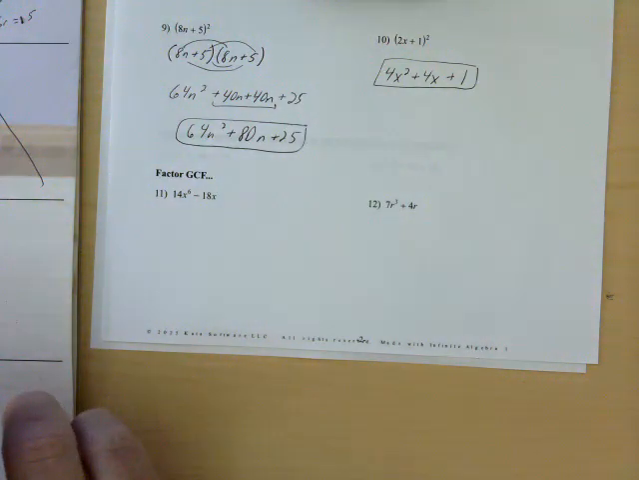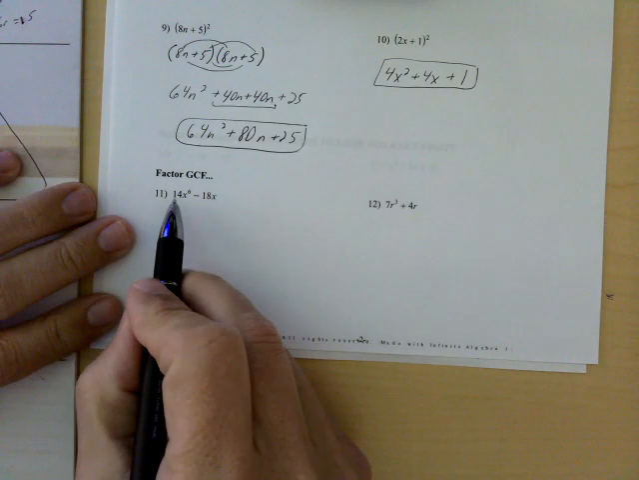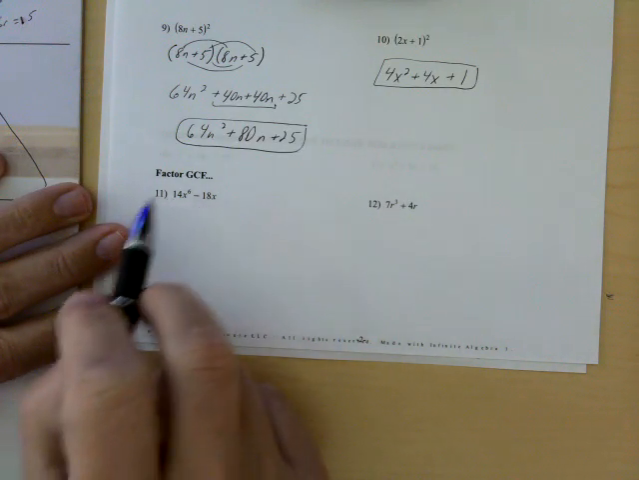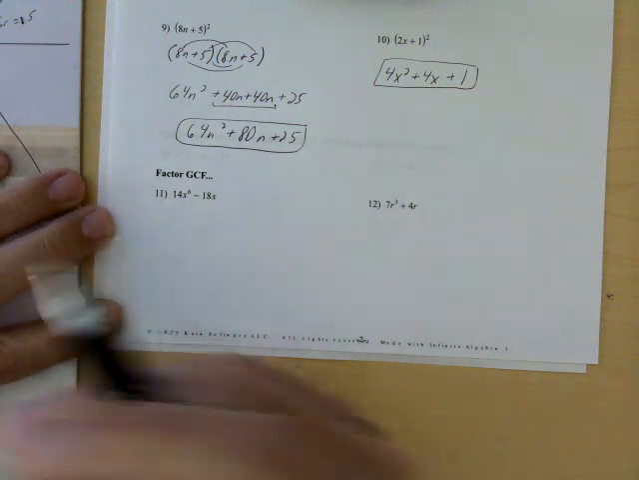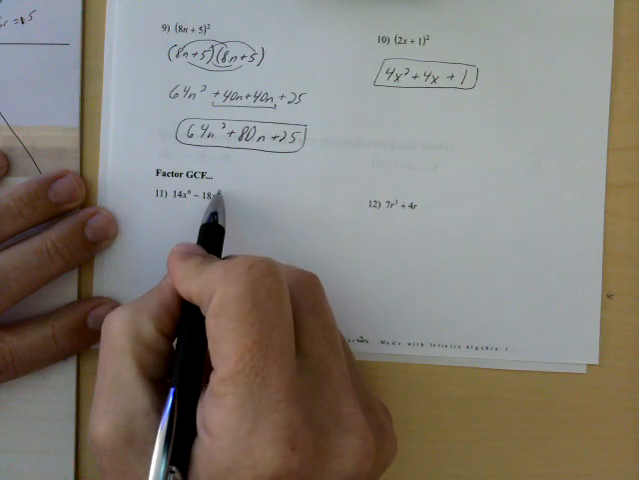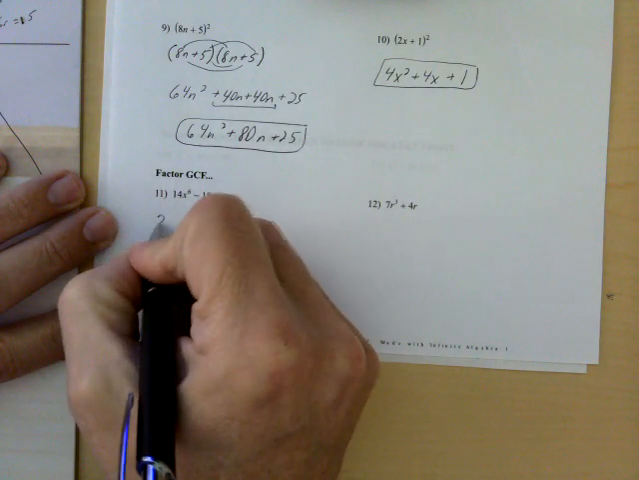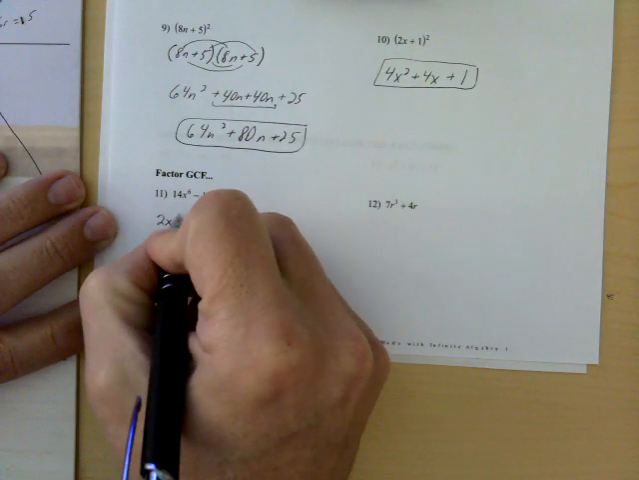Okay, now we're gonna go to some factoring problems. So the first type of factoring we did was GCF. So that's what I have you starting with. Look for the largest number that divides into 14 and 18, and in this case it's just a 2. And whenever you have a variable in common, you can factor out the smallest exponent. So really all I can factor out is a 2x. Okay, that's what's in common between these two terms.